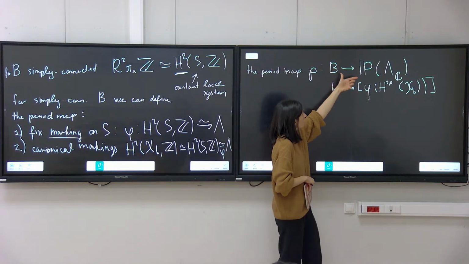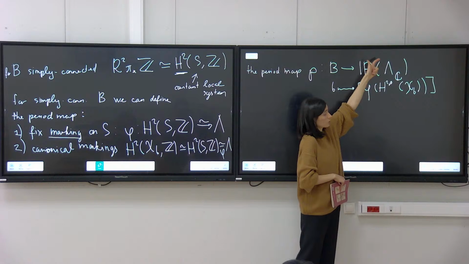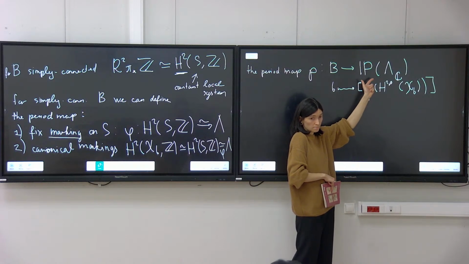Okay? So using this canonical identification, we have a line bundle, and the line bundle will give you an embedding, just using the universal property of projective space, into the corresponding projective space. Okay?